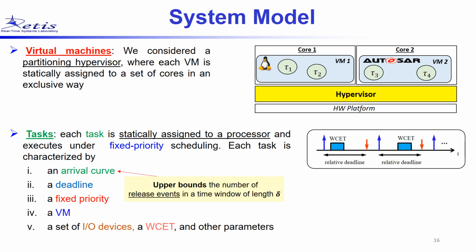Each task is characterized by an arrival curve, which upper bounds the number of release events in a time window, a deadline, a fixed priority, a virtual machine, a set of I/O devices, a worst-case execution time, and some other parameters.